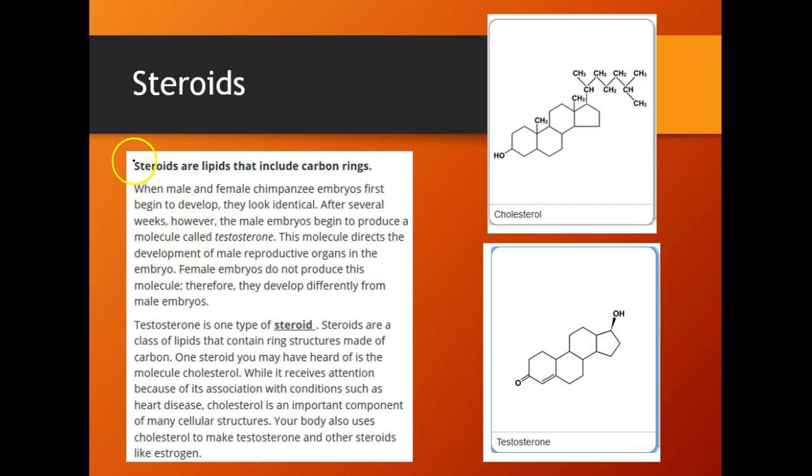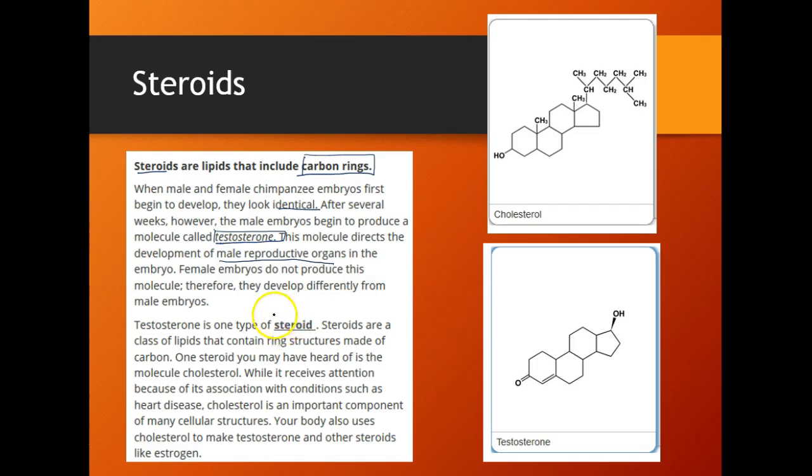Okay, another type of lipid are steroids, and steroids are lipids that include carbon rings. So you see here, all of these are rings that are made up of carbon. When male and female chimpanzee embryos first begin to develop, they look identical. However, after a few weeks of development, male embryos begin to produce a molecule called testosterone. And this testosterone is a molecule that directs the development of male reproductive organs, which makes males and females now anatomically unique. Female embryos do not produce this molecule, therefore they develop differently than the male embryos.